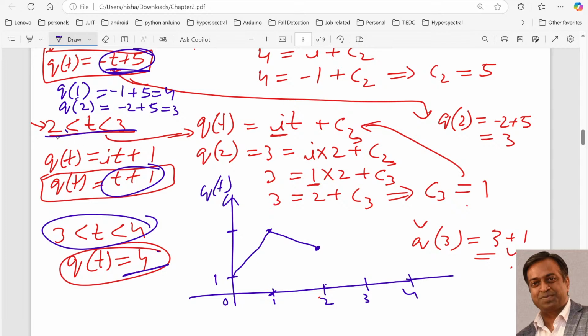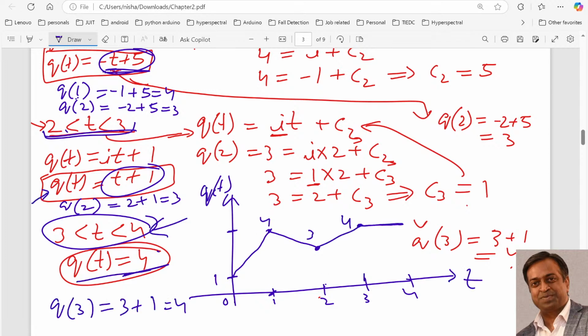Then coming to the range from 2 to 3, if I put the value q2, then I will get 2 plus 1, which is 3, which is same as we already obtained. This is 3, this is.